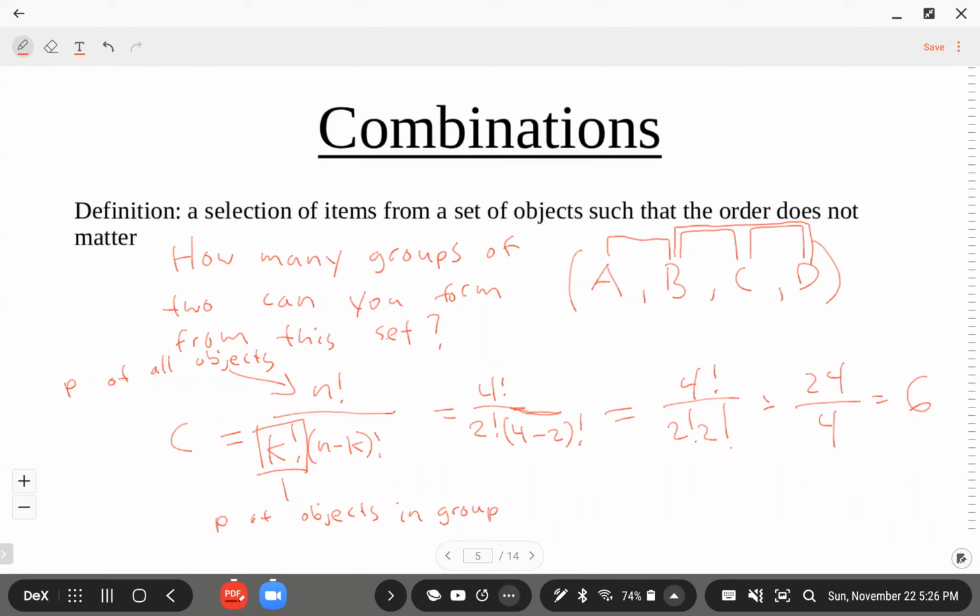And then n minus k factorial, it's the same idea. It's the other objects in the group. It's not just the very group that you're selecting, let's say AB, but we also have other objects like CD in our group. So we have to divide the permutation of those as well. Does everybody want to take notes on this? I greatly recommend you to take notes on this.